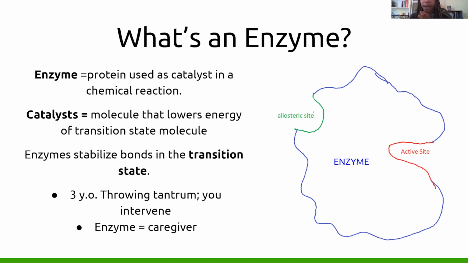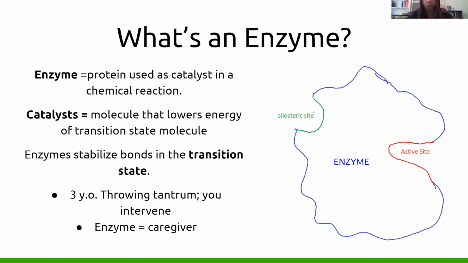So if we think about an enzyme like a 3-year-old who's throwing a tantrum, so let's say we have a reaction occurring, and this reaction, if it's occurring without any help, we can think of that reaction like a 3-year-old throwing a tantrum, where there's just going to be arms flailing, a whole lot of excess energy being spent. And that transition state, or that middle part where the tantrum is actually occurring, is a lot of energy. There's a lot of energy there.